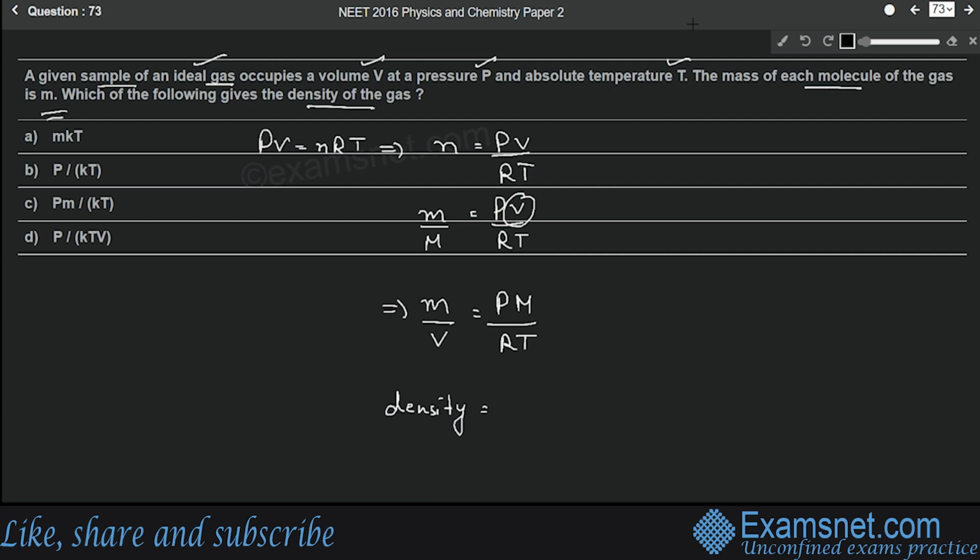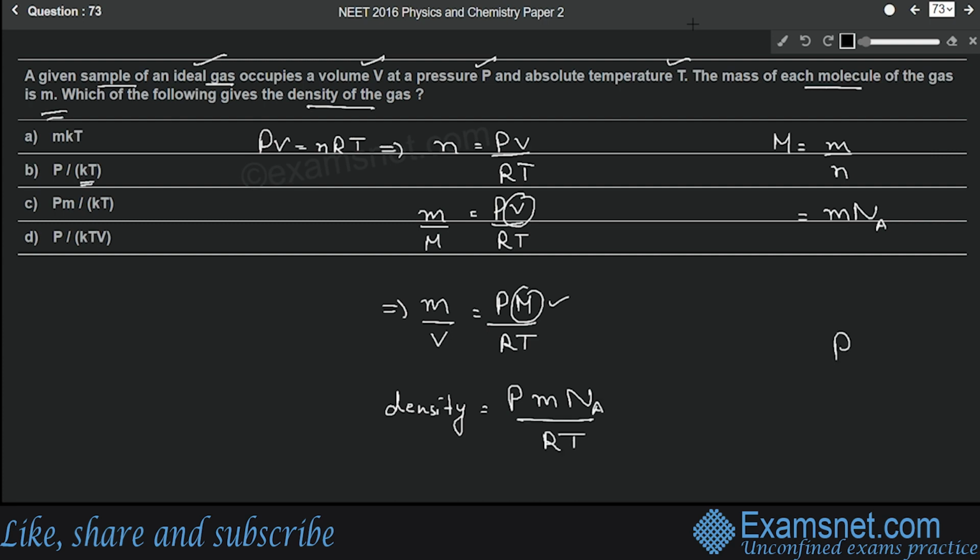But here we have gas constant, and all the options are given in terms of Boltzmann constant k, not in gas constant R. So we'll convert it to get the Boltzmann constant k. We know that the molar mass can be written as given mass by number of moles, and the reciprocal of number of moles is equal to Avogadro number. So this can be written as given mass into Avogadro number. So in place of molar mass we'll write given mass into Avogadro number upon RT.